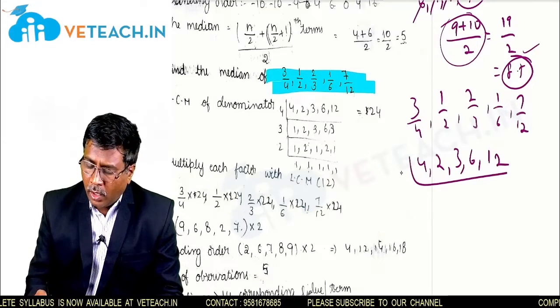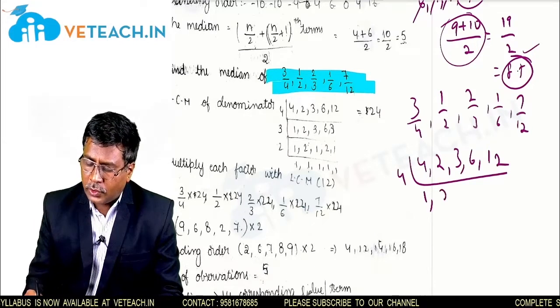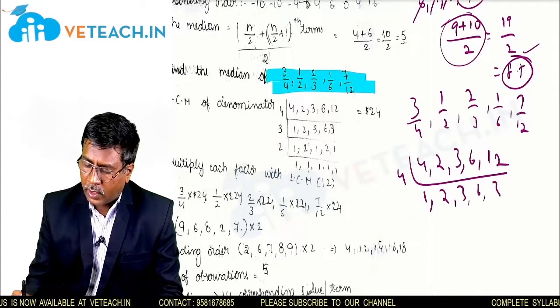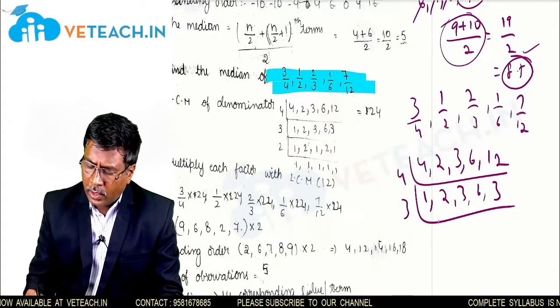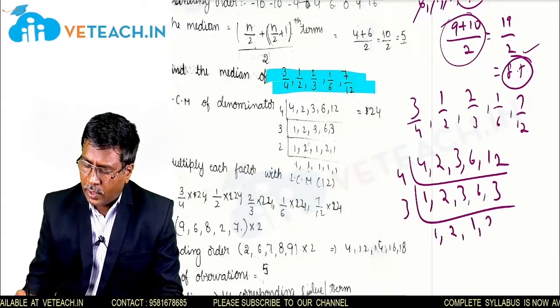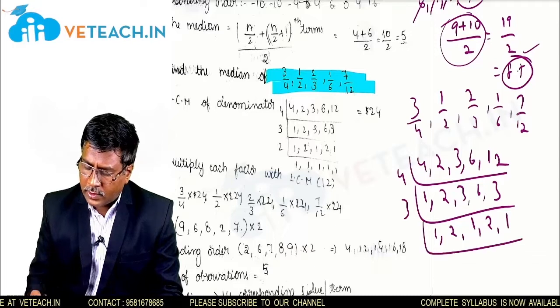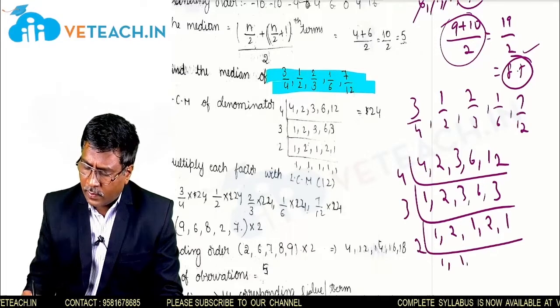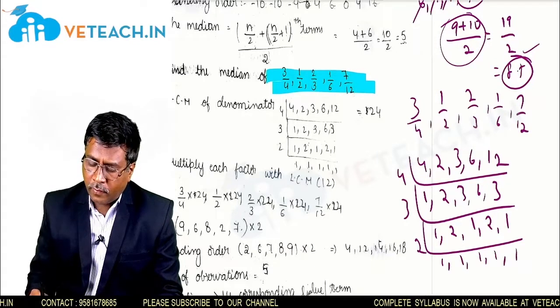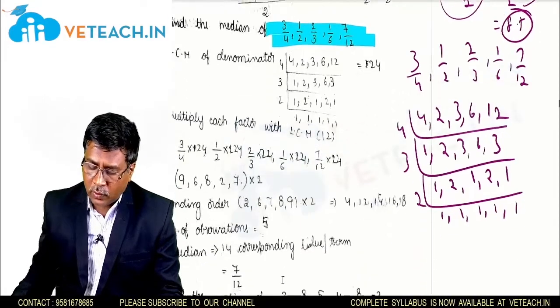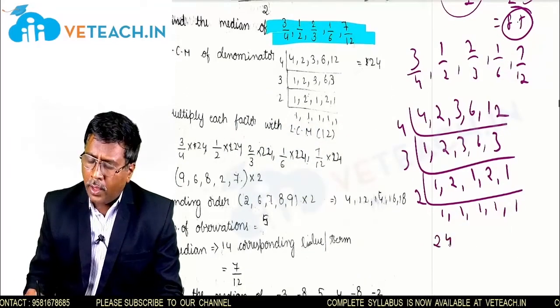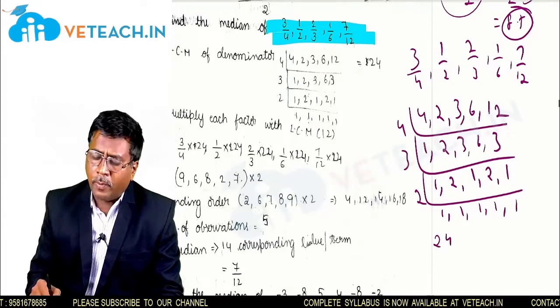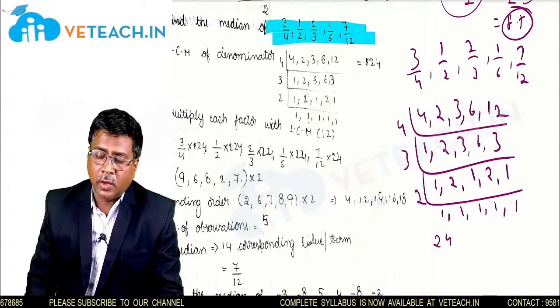Start from 4: that is 4 ones, 2, 3, 6 and 4 threes. Now start from 3: that is 3 ones, 2, 3 ones, 3 twos, 3 ones again. Then again 2, 2 ones, 1, 1, 1, 1. Therefore 4 threes are 12, 12 into 2 is 24. Then 24 is the LCM. Now we have to multiply each and every fraction with 24.